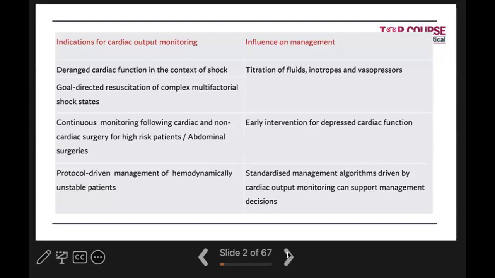Okay. And in cases where we are doing high risk cardiac surgeries like valvular surgeries or aortic surgeries or the major cardiac surgeries, it may be useful. And in abdominal surgeries also, like HIPEC surgeries, where they lose a large amount of fluid as well as blood during the procedure. And even if they have a depressed cardiac function, how to monitor such patients and how to resuscitate such patients, cardiac output monitoring could be useful.